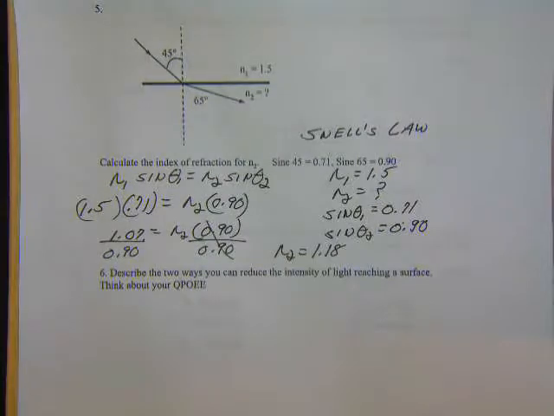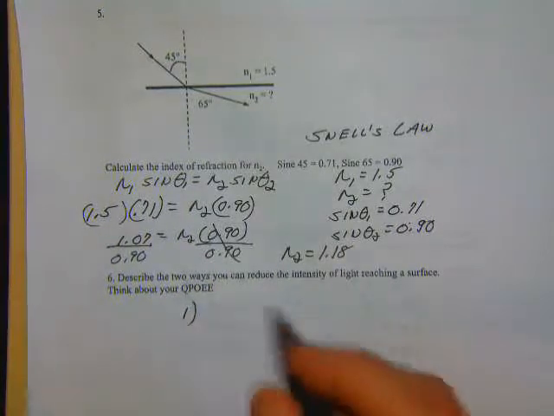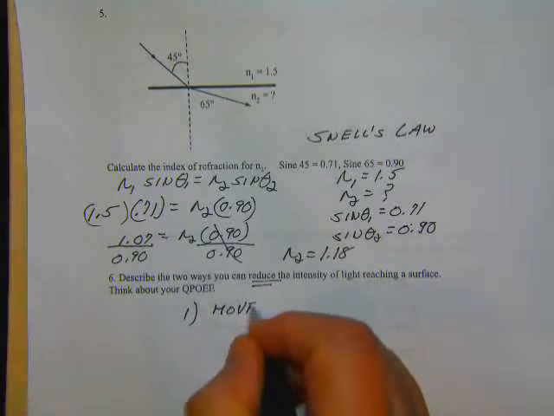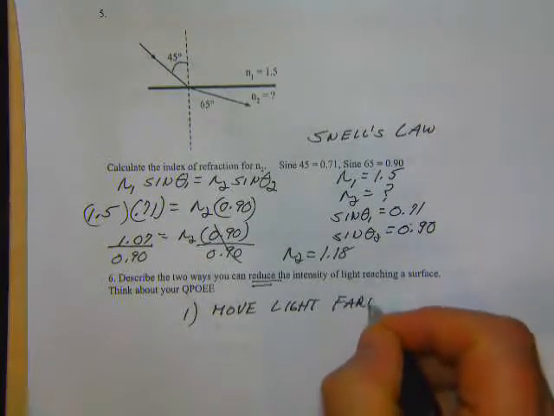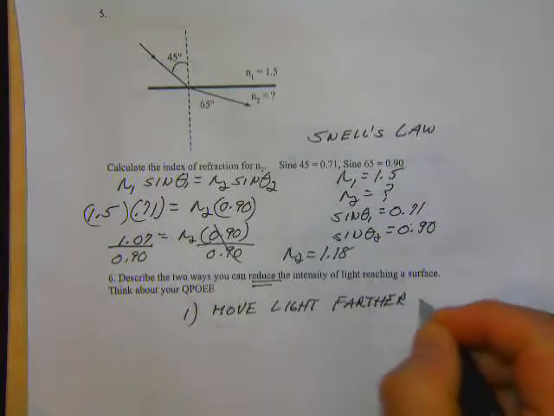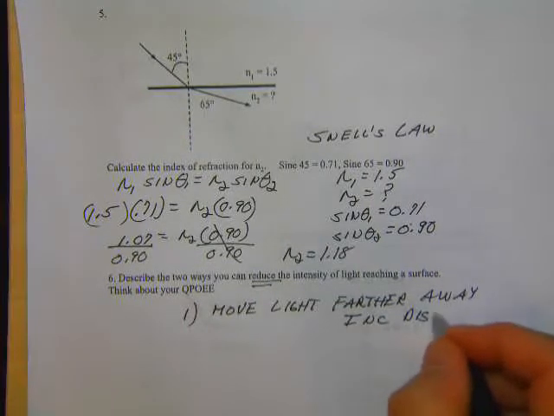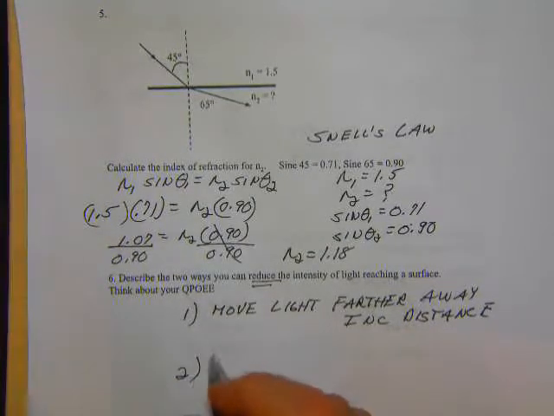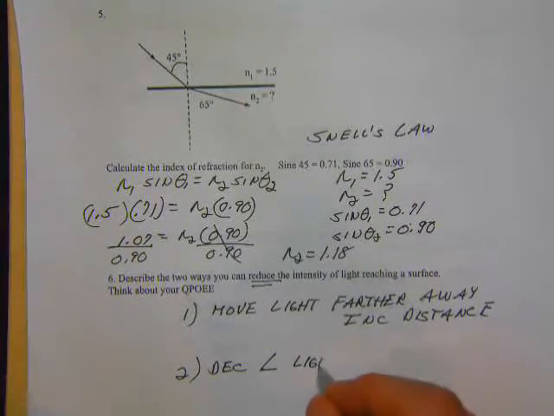Problem 6. Describe 2 ways you can reduce the intensity of light reaching a surface. This is what we did in your QPO. Number 1, you want to reduce the intensity: move the light farther away, or increase the distance between the light and the observer. Number 2, decrease the angle the light strikes the surface.